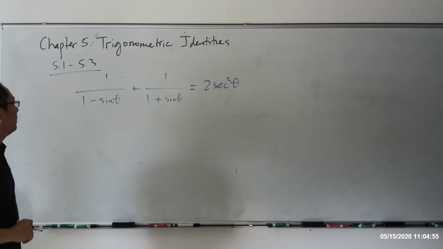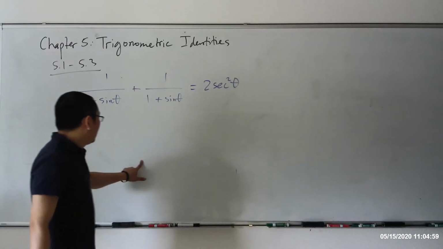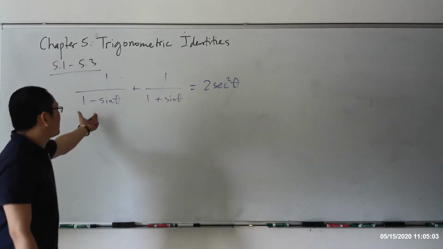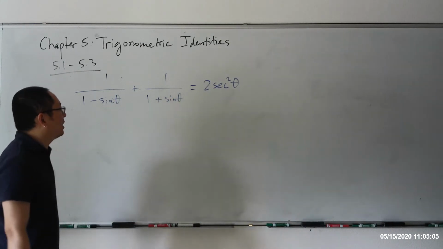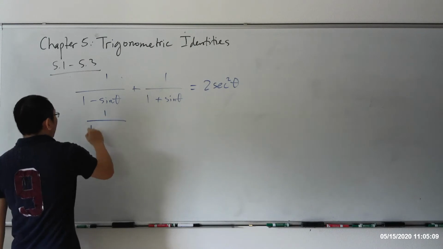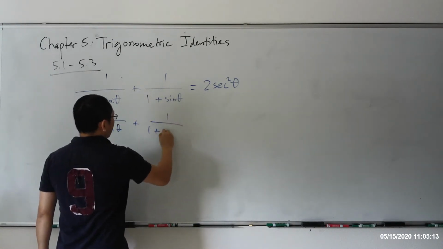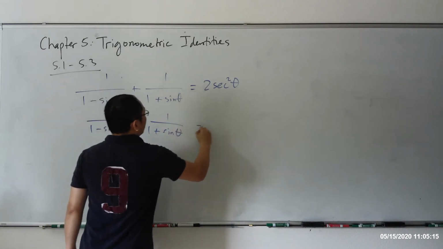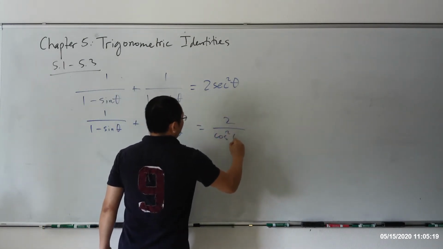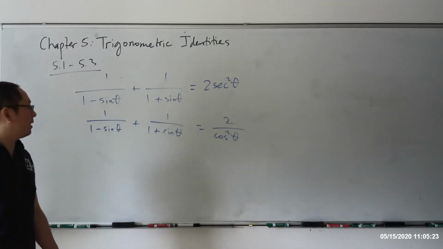Alright, so I have no clue, so let's first do what I have in mind, which is change it back to sine and cosine. So this is sine already, so let's convert secant to cosine. So this is 1 over 1 minus sine theta plus 1 over 1 plus sine theta is equal to 2 over cosine squared theta, because secant squared is 1 over cosine squared, right?